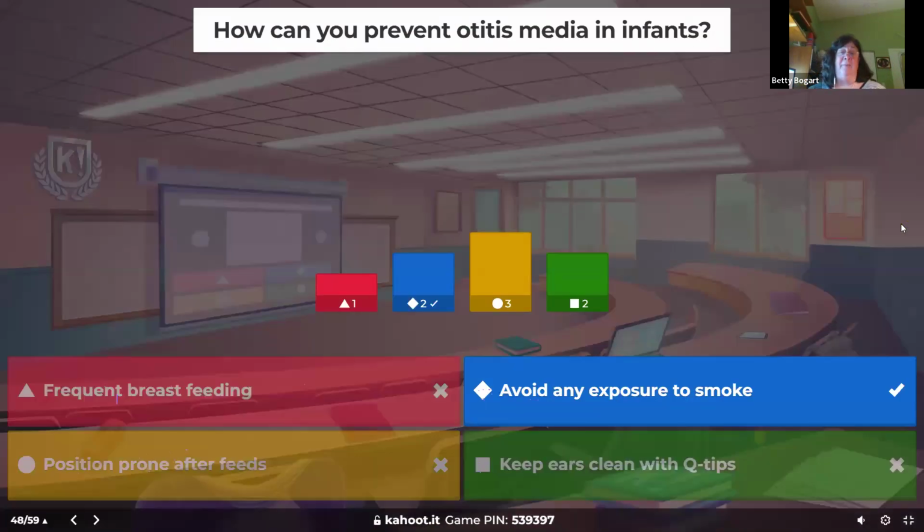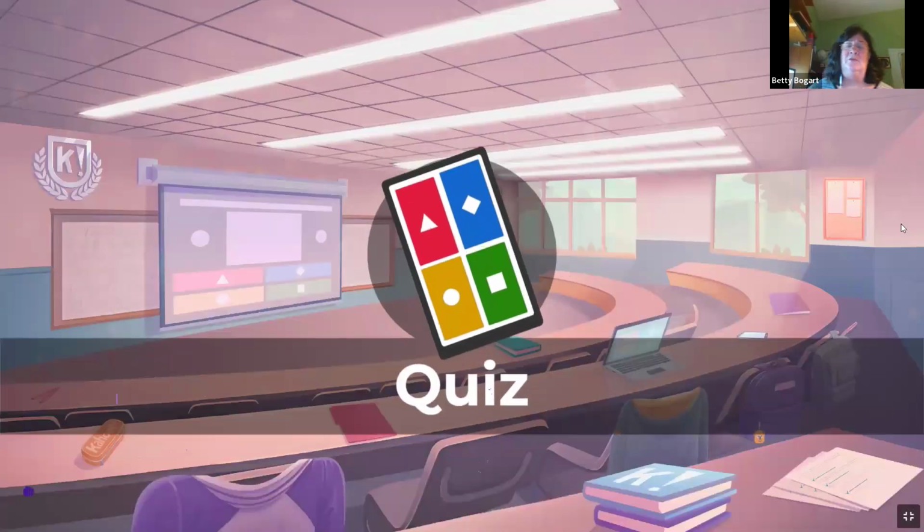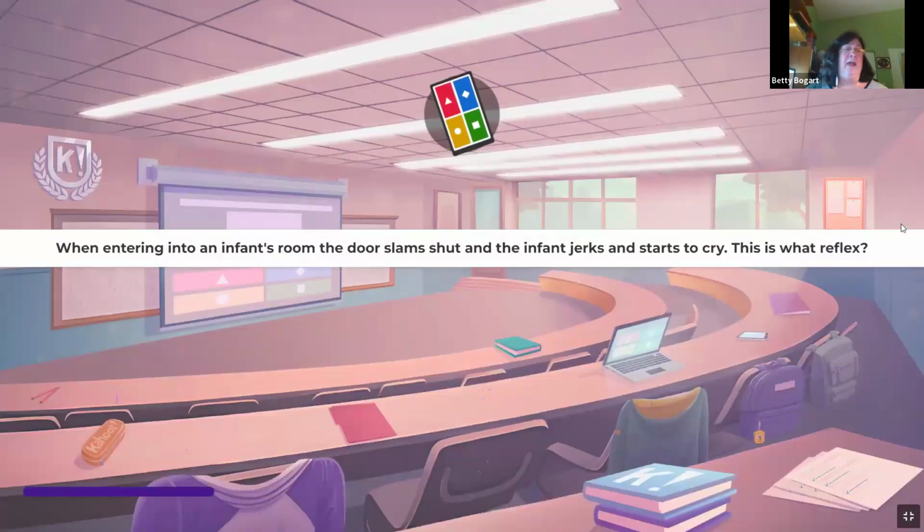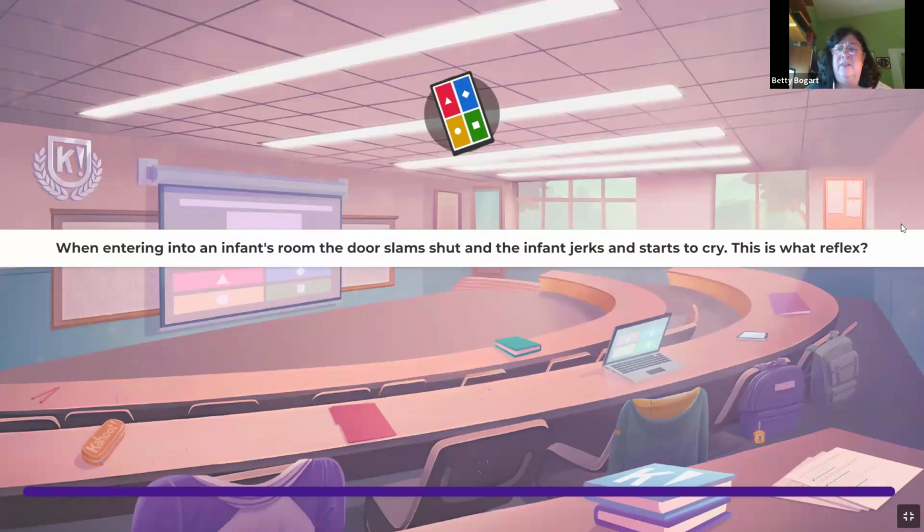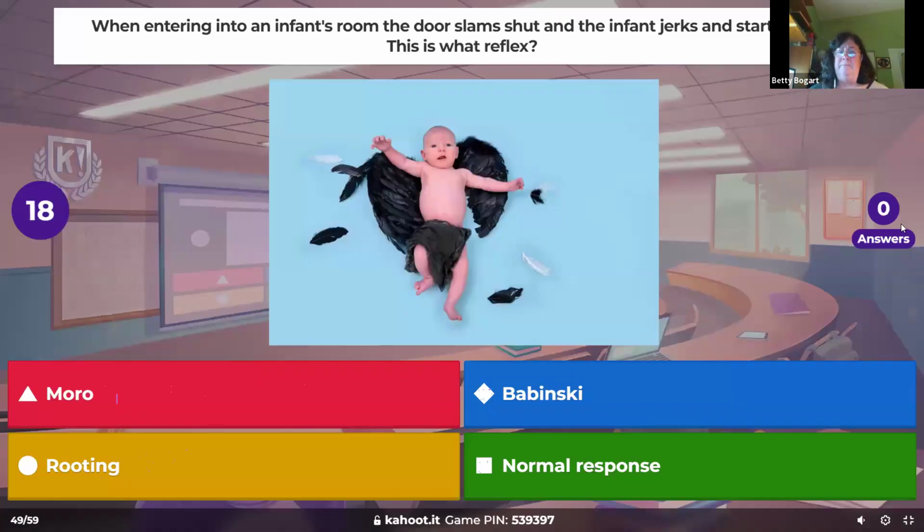And it's all about smoke, believe it or not. I mean, breastfeeding always helps, but smoke does a lot of damage in many ways to newborns. When entering an infant's room, the door slams shut and the infant jerks, starts to cry. What is that reflex called? Because children have reflexes.